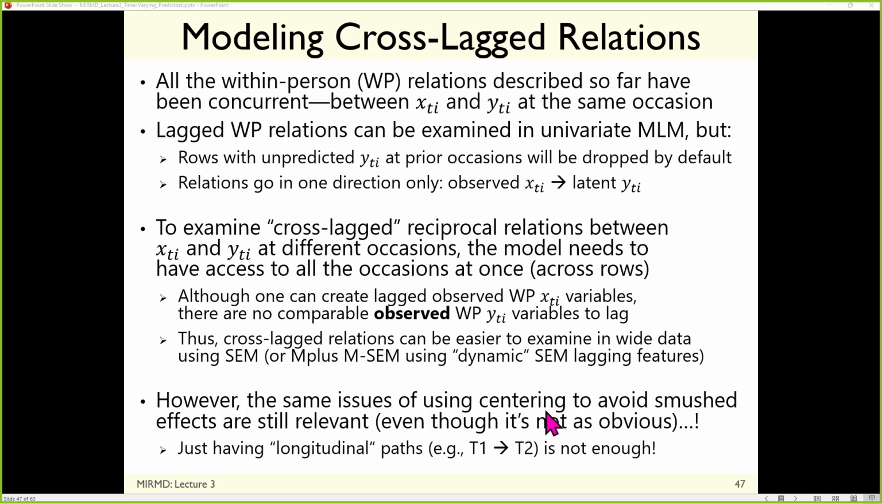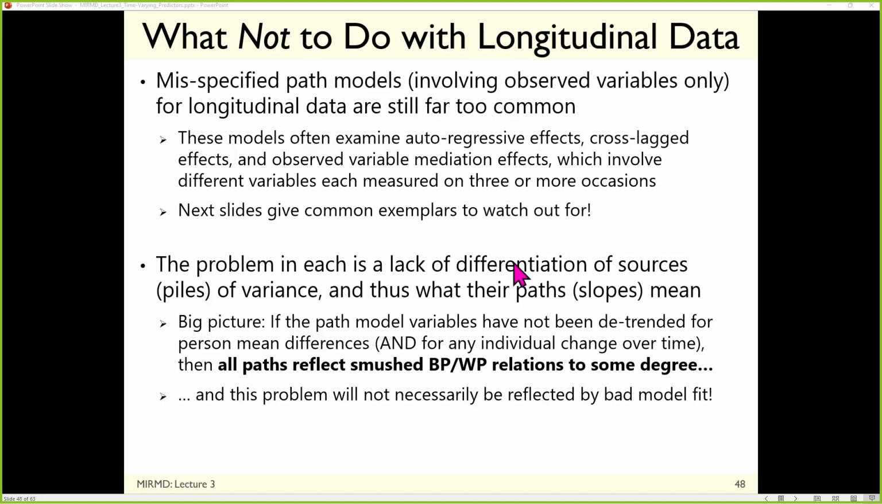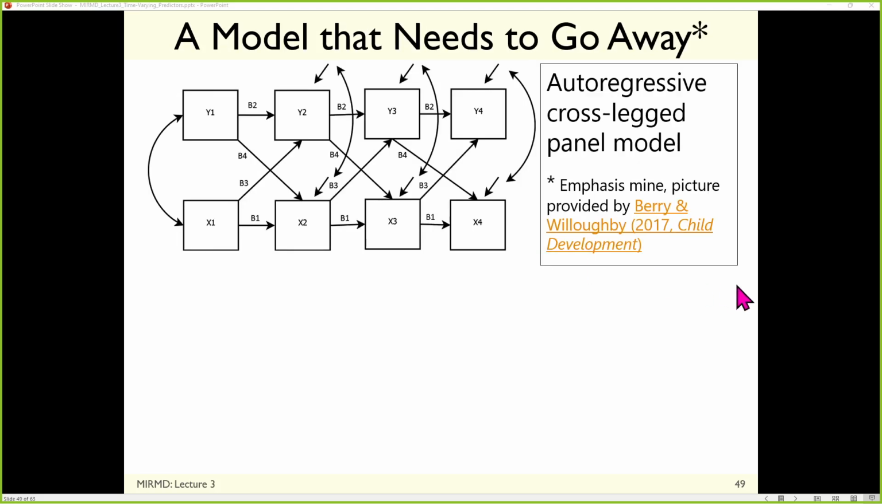The problem is that people don't put their multi-level modeling hats on and think, I need to worry about centering and piles of variance when the data are structured this way and the models are phrased this way. So misspecified path models are still very common. They're all going to reflect smushed effects to some degree or another. So here's one to start with.